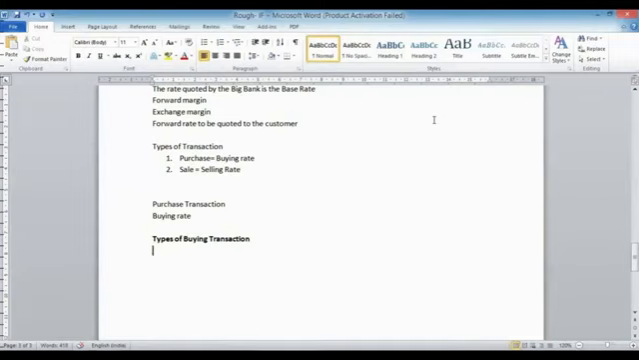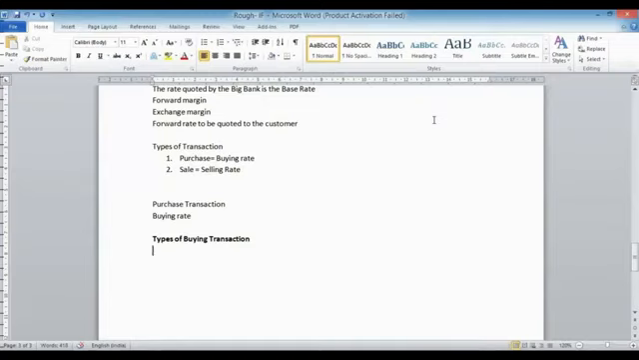If the customer agrees, then cash will be disbursed from the bank to the customer and LC will be disbursed from the customer to the bank. Bank will hold the LC, wait till the maturity, and then bank will receive the payment from the importer. This will be the full type of transaction.